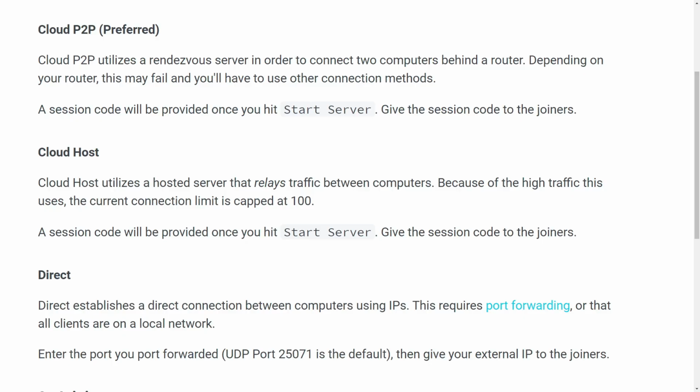We're going to jump back to YourControls now, but before we do, I just wanted to show on screen the different types of connections that you're able to do between both hosts. The first one being cloud peer-to-peer, which is what we have always used, and it will utilize a rendezvous server in order to connect two computers behind a router. Now, this is what we've used the whole time. The other option is cloud host, where the cloud host utilizes a hosted server that will relay the traffic. And then there's also direct, which actually requires port forwarding to be enabled, or that both of you are on the same network, which I'm guessing for the majority of you, you won't be. So we would recommend leaving it as the default cloud peer-to-peer for this option.